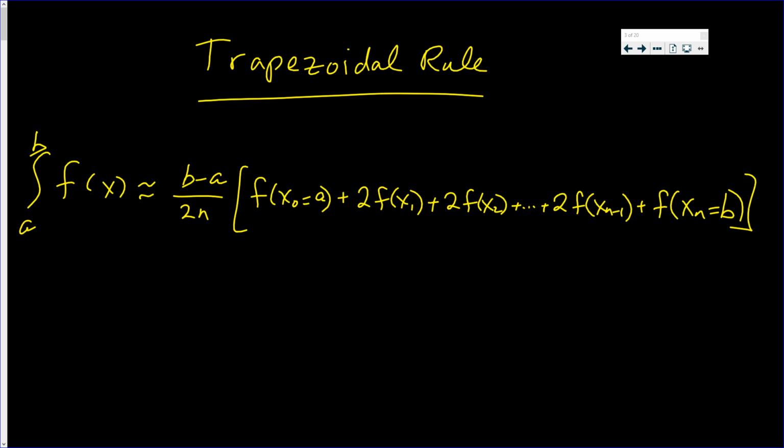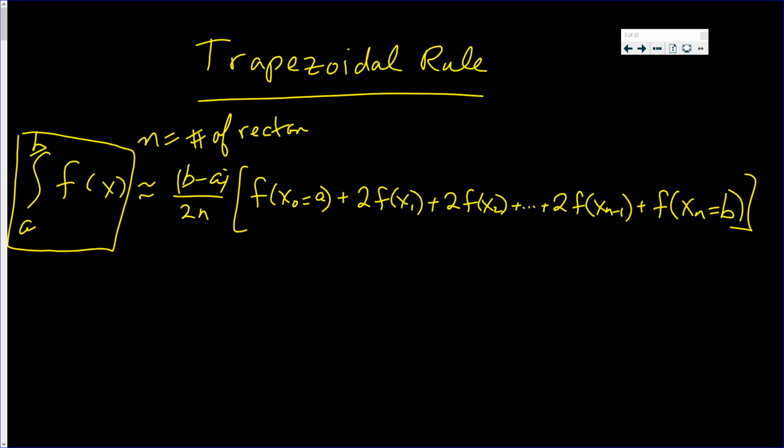We're going to talk about the trapezoidal rule. The integral from a to b of f of x is b minus a divided by 2n, where n equals the number of rectangles or the number of partitions.